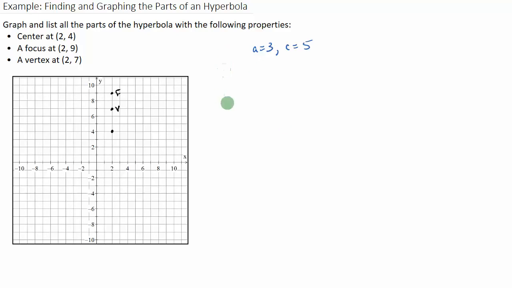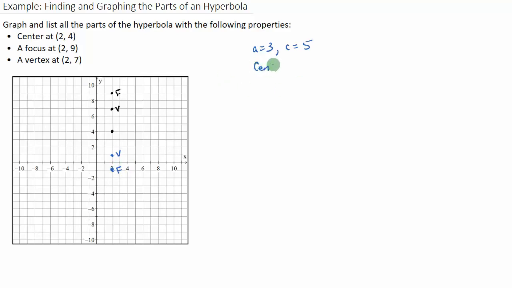Alright, so furthermore, this is my center, which means I have symmetry around it. If I go 3 units down from there, I'll get my other vertex. So here's my other vertex. And if I go 5 units down from that, I'll get my other focus. Okay, so let's go ahead and list some of these things over here.